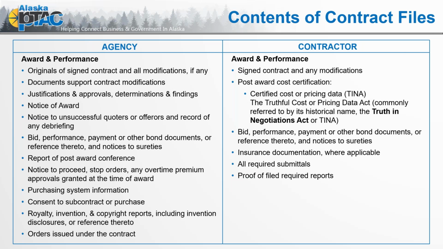But focusing on the contractor side, same thing. We need that signed contract and any modifications. We need to have that post-award certification, cost certification. This isn't necessarily applicable to all contracts, but if you have any of that TINA certified cost or pricing data that you are supplying to the contracting officer post-award, that information should stay with your contract files. Any bid, performance, payment or other bond documents, notices to surety, insurance documentation, all required submittals. So if part of your contract completion was reports, status updates, progress notification, requests for increase of funds, on some contracts you have to notify them if you are at 75% of use of total funds. Any of that type of communication should all be maintained by the contractor.